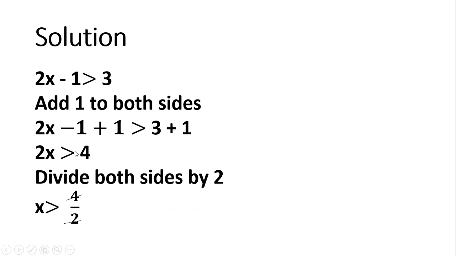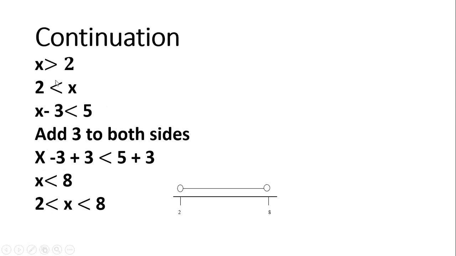So 2x greater than 4. Dividing both sides by 2, we have x greater than 2. So if x is greater than 2, that means 2 is less than x.